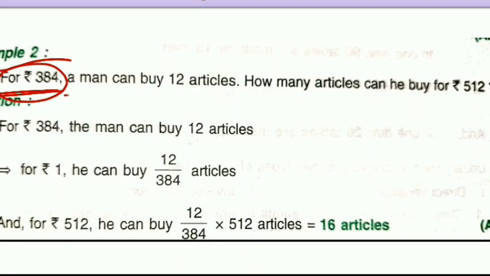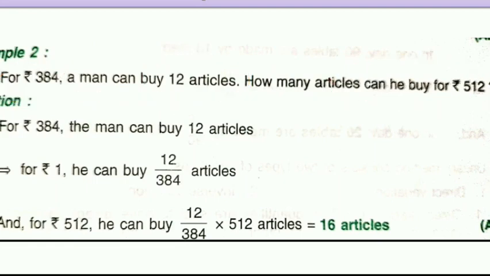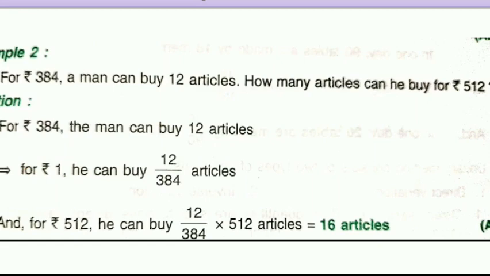For 380 rupees, a man can buy 12 articles. Then how many articles can be bought for 512 rupees? So here what will you do? For 380 rupees the man can buy 12 articles. So for 1 rupee he can buy what? We have to find the value of 1. It means we will divide.